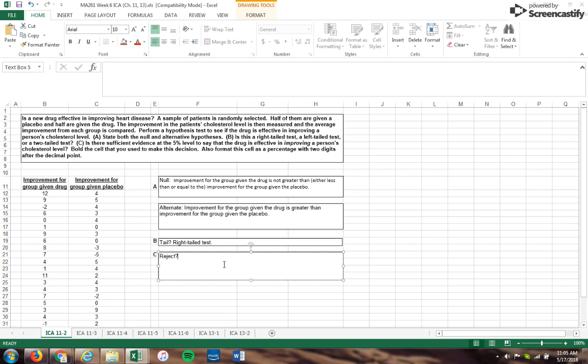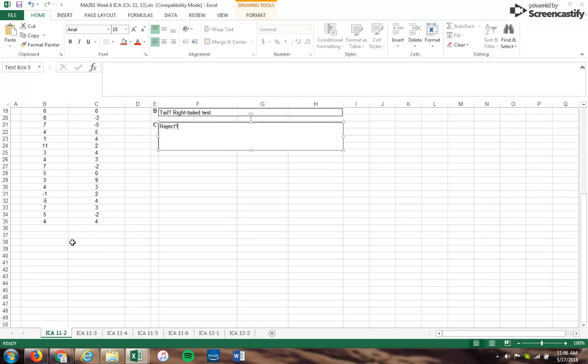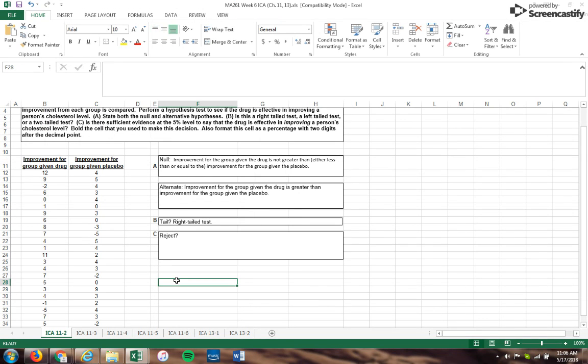Okay, so then the question is, part C: is there sufficient evidence at the 5% level to say the drug is effective in improving a person's cholesterol level? Because we are looking at two independent, separate groups that have no commonality between them, this is a person, and this is a person, then we are going to use a t-test. We have to run a t-test to see if there is really a difference in the means. A t-test helps us look at: is there a difference in the mean? Is it greater than or less than?